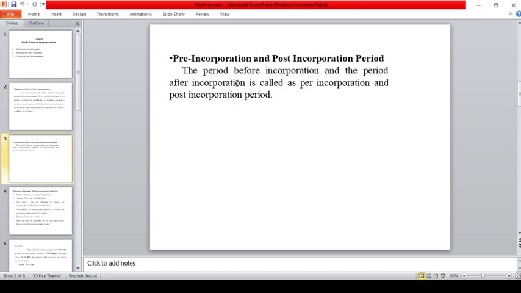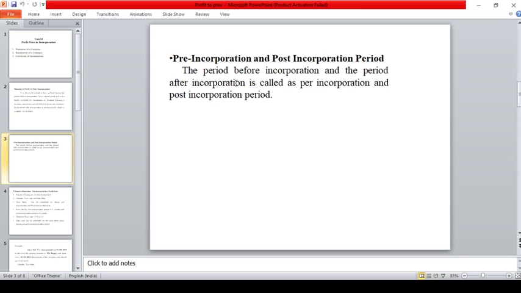Now in the next slide, see pre-incorporation and post-incorporation period. It means the period before incorporation and the period after incorporation. Whatever the period before incorporation is the pre-incorporation period, and the period after incorporation is the post-incorporation period.